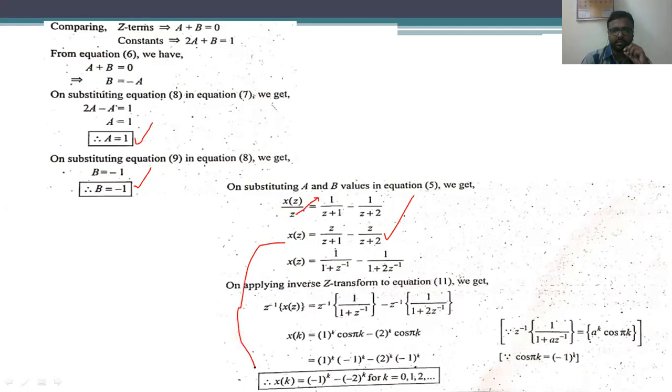Simply we can take the inverse z transform for this function as x of k is equal to minus 1 whole power k, minus minus 2 whole power k. So this is the inverse z transform for this one. In this way we are going to solve the difference equations with the consideration of initial conditions. In the similar fashion we will solve one more problem.